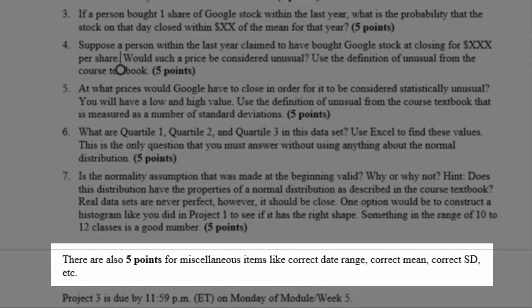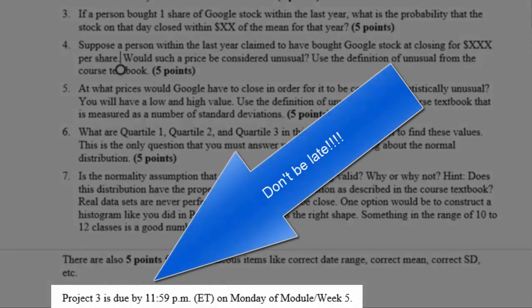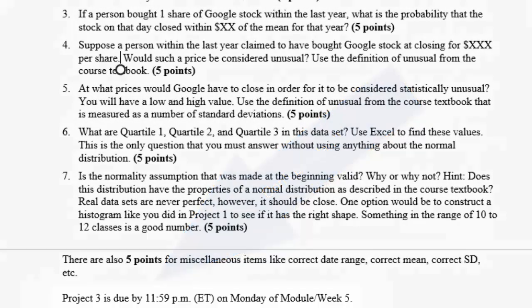The final 5 points of the project are going to come from things like using the correct dates, the correct mean, the correct standard deviation. And again, as usual, the project is due on Monday. If you have any questions, go ahead and send me an email. Good luck.